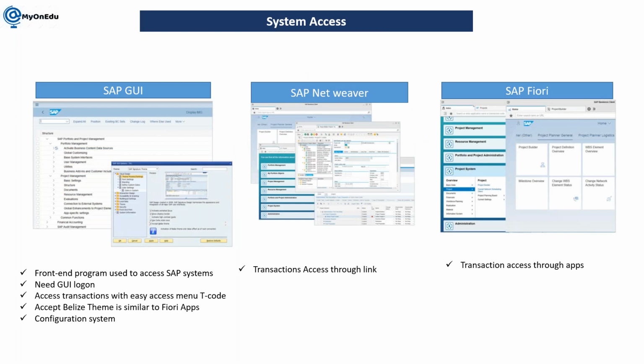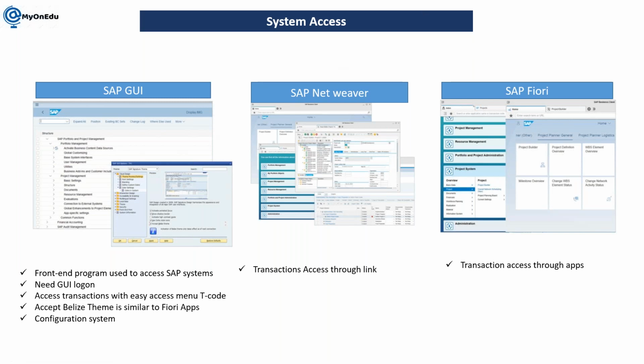So this slide is just explaining the different ways to access the SAP system. First is SAP GUI, second is the SAP NetWeaver Business Client, which we used to call SAP NWBC, and the third is SAP Fiori. So what are the differences here? SAP GUI is called the graphical user interface.